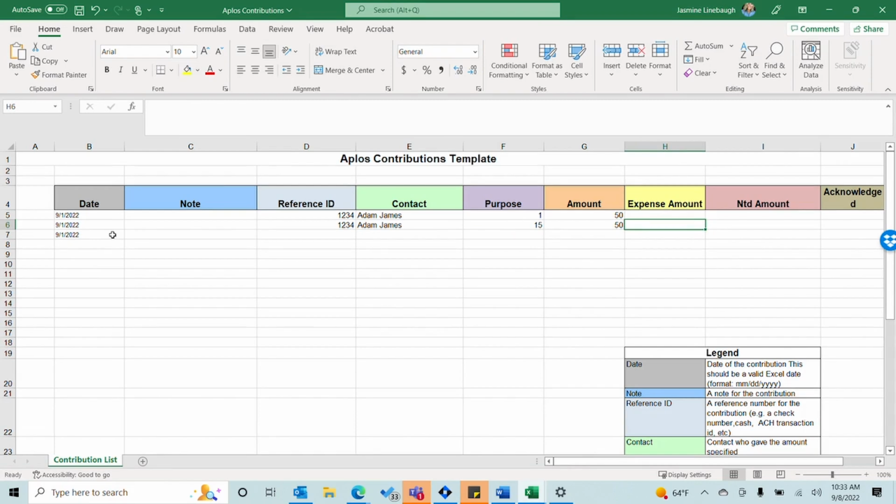Let's say I also have a check in front of me for $100 from Joan Sellers, and it's for registration for youth camp. First, I would put the date. The note would be the camper who is going. Check number. Who is writing the check, or who is this contribution from?